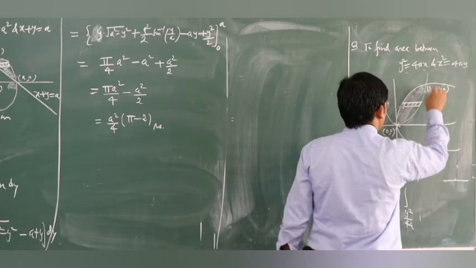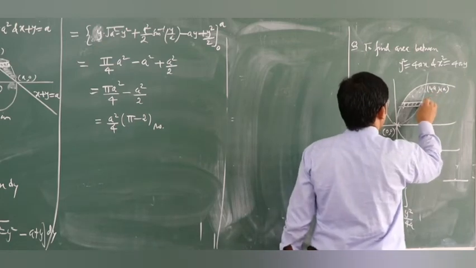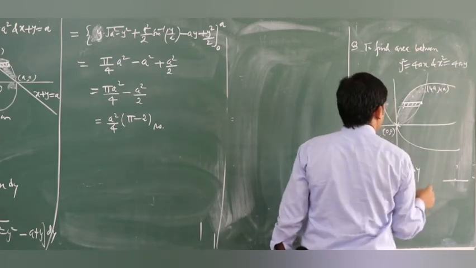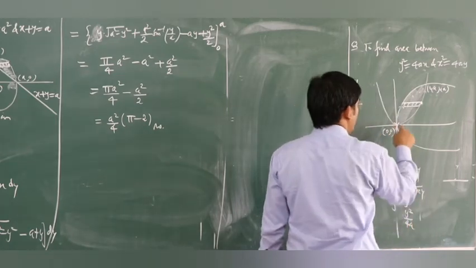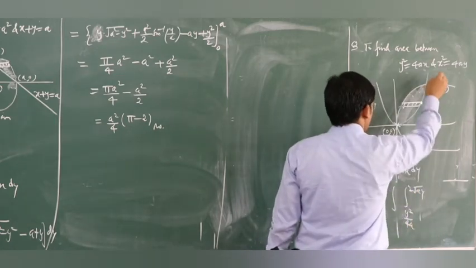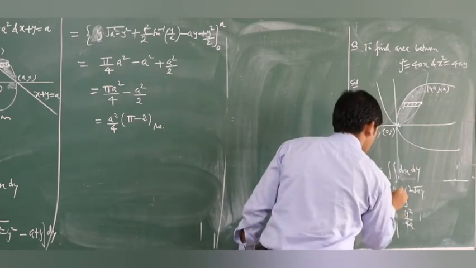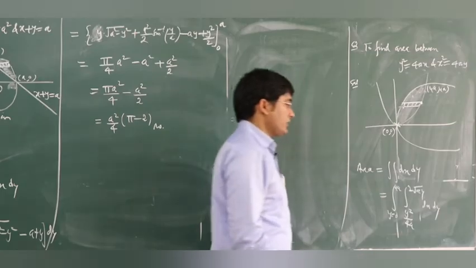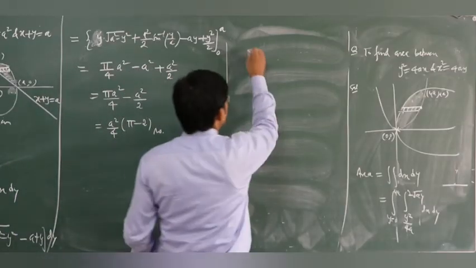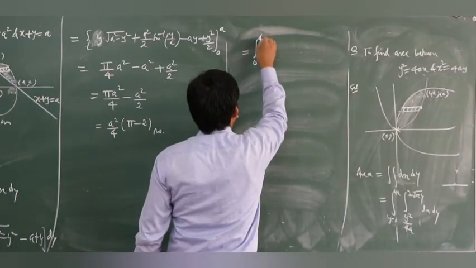and in this parabola your x will be 2 root ay, and then the value of y will be from 0 to 4a, and we have dx dy. So let us integrate first with respect to x. So this is equal to the integral from 0 to 4a.